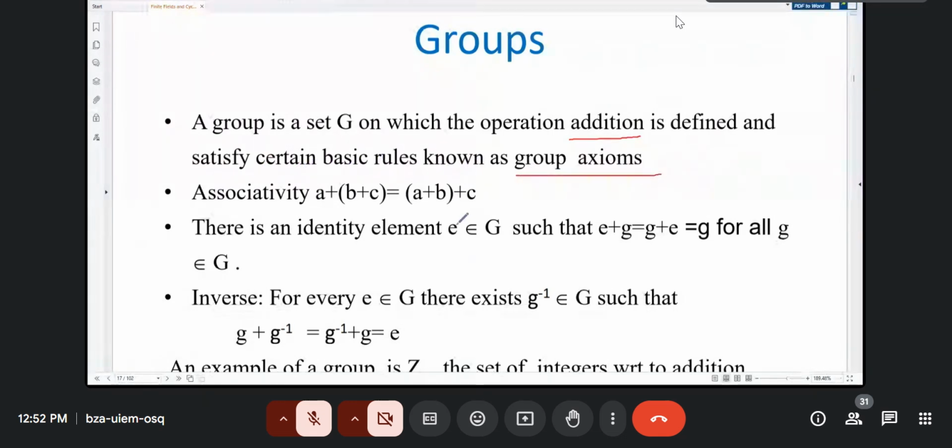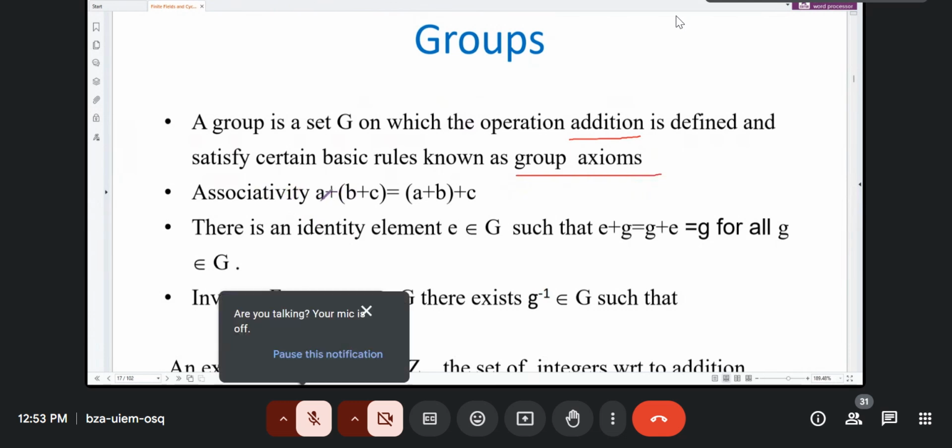We expect a group to satisfy those axioms. Remember, axioms are things we know, but we don't have to prove. They are different from theorems. So these are just group axioms. One is associativity, that is (A + B) + C is equal to A + (B + C).